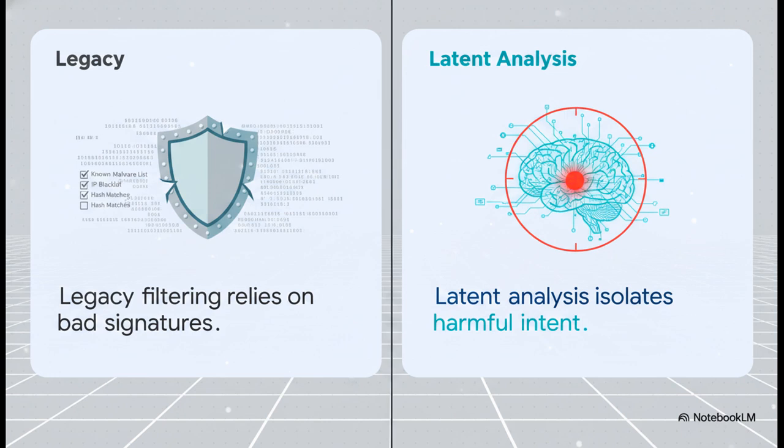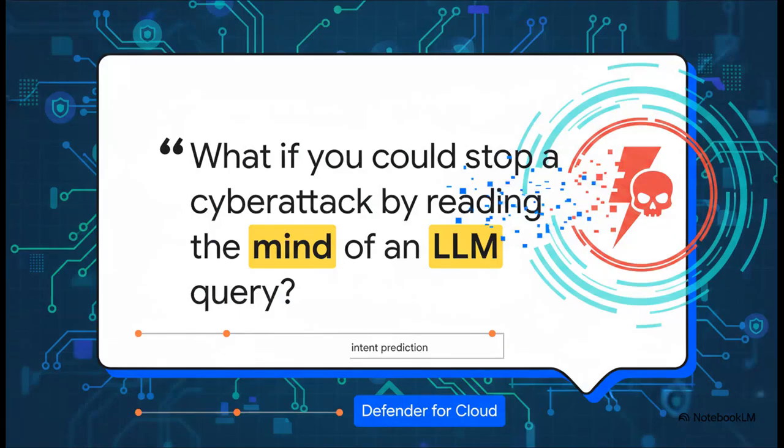Instead, Defender uses what's called latent space analysis. Think of it like looking at the AI's math, not its words. It isolates the harmful intent deep inside the model itself, blocking the attack no matter how cleverly the prompt is phrased. I absolutely love this concept. What if you could stop a cyber attack by reading the mind of an LLM query? It's such a provocative thought, but it perfectly illustrates how Defender for Cloud anticipates intent right at the representation level. It's not just doing simple text matching.